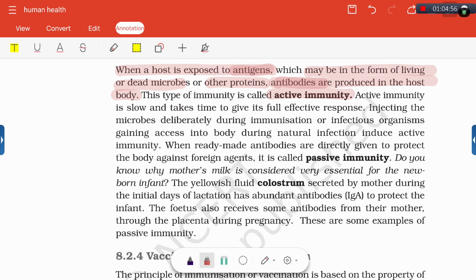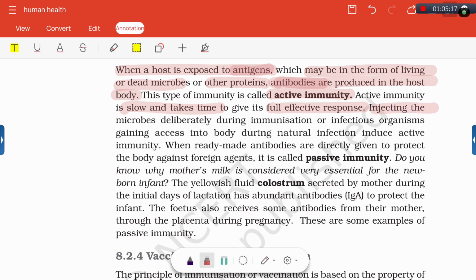The body automatically generates immunity: active immunity. But it is slow and takes time to give its full effective response. When we cannot rely on active immunity, that's when we require passive immunity.